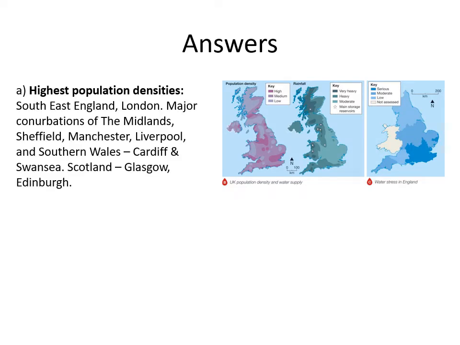Okay, so some answers. The highest population densities. Well, there's quite a few different points you may have made. The largest area probably being in the southeast, but also in the Midlands. You've got London in the southeast is the largest area, including the surrounding areas. You've also got a longer, more linear line along the coast of the southeast as well. Then you've got the Midlands, that large blob with Sheffield, Manchester, Liverpool, all of that. There's a larger area in South Wales, which is Cardiff and Swansea. And in Scotland, you've got that small little band of Glasgow and then Edinburgh as well.